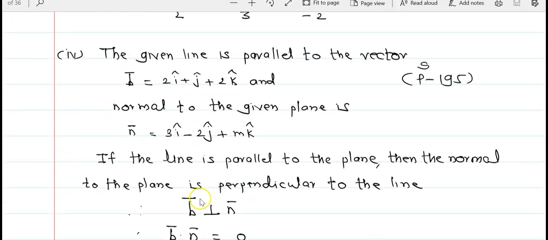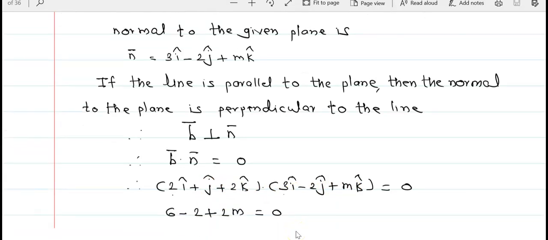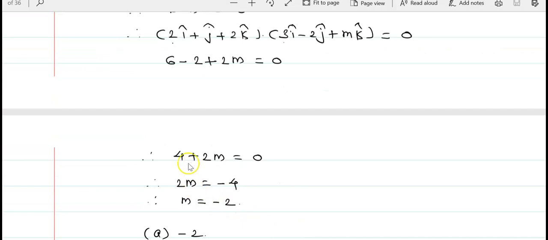If the line is parallel to the plane, then the normal to the plane is perpendicular to the line. Therefore, b bar is perpendicular to n bar. b bar dot n bar is equal to 0. And if we take their dot product, then we will get the answer. 2 into 3, 6. 1 into minus 2, minus 2. 2 into m, that is 2m. So 6 minus 2 plus 2m is equal to 0. If we evaluate, 4 plus 2m is equal to 0, 2m is equal to minus 4, m is equal to minus 2. And the value of m is minus 2.